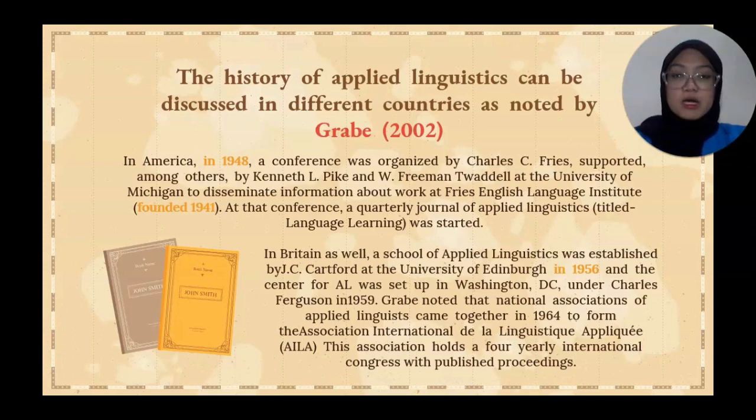In Britain as well, a school of applied linguistics was established by J.C. Catford at the University of Edinburgh in 1956, and the Center for Applied Linguistics was set up in Washington, D.C. under Charles Ferguson in 1959. Grabe notes that national associations of applied linguistics came together in 1964 to form the Association Internationale de Linguistique Appliquée, or AILA. This association holds a four-yearly international congress with published proceedings.